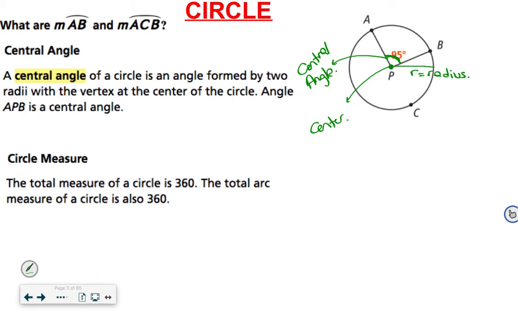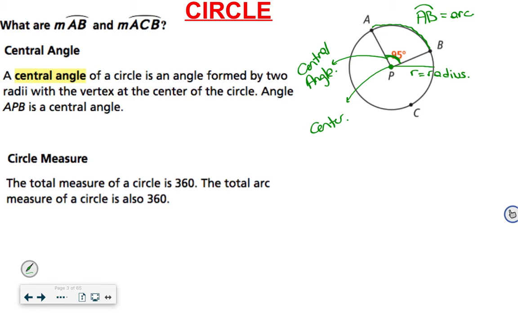The angle which is located on the center is called central angle. And the part of the circle is called arc. So AB is called arc. The part of the circle is called arc.